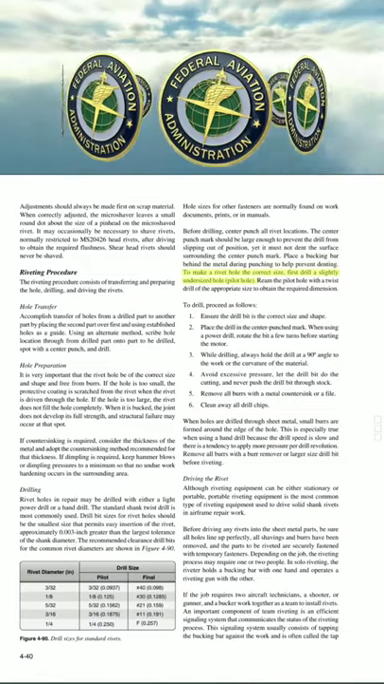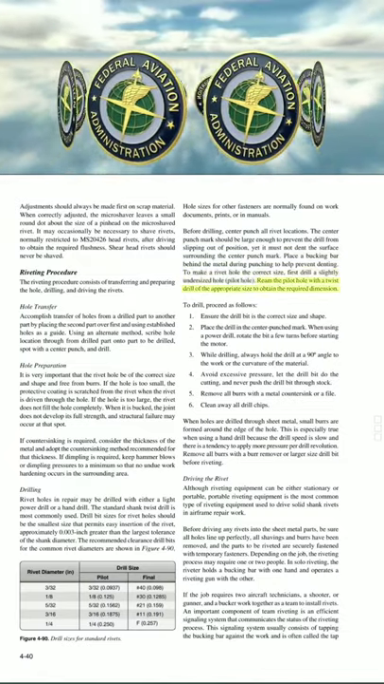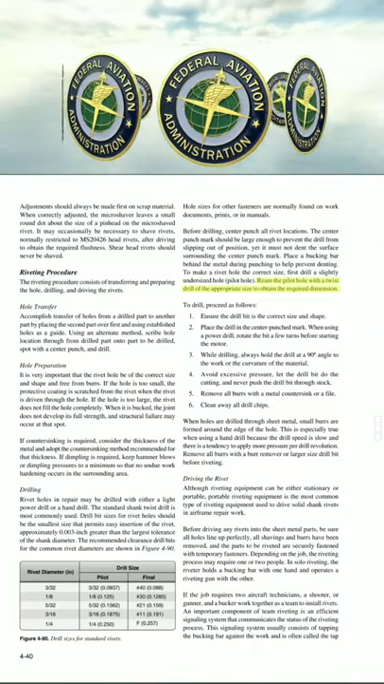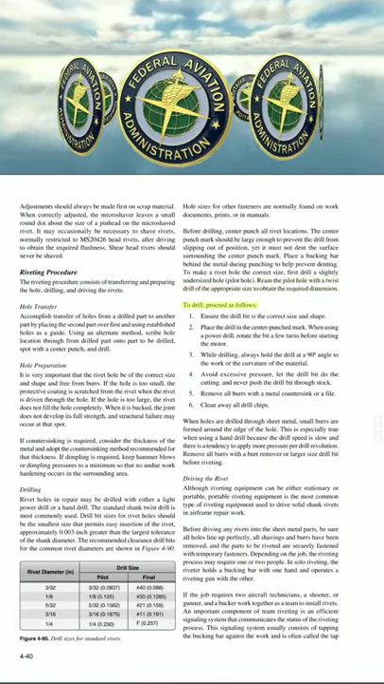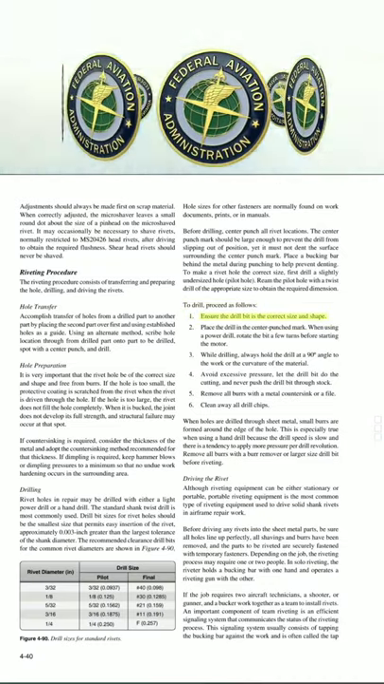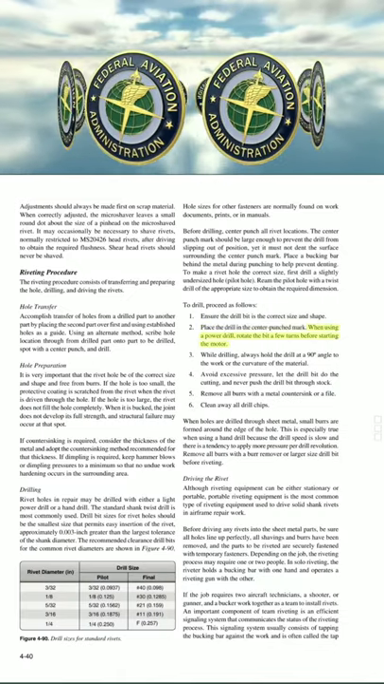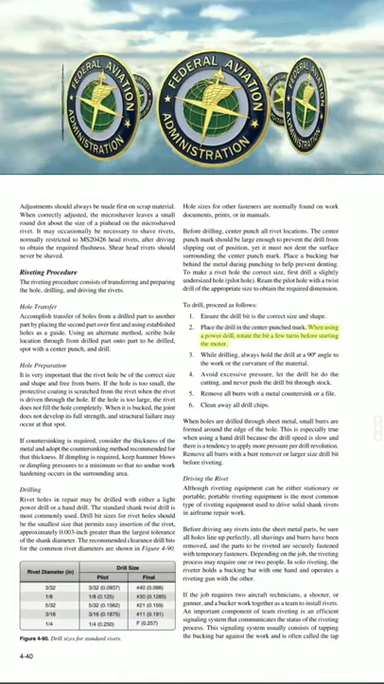To make a rivet hole the correct size, first drill a slightly undersized hole, the pilot hole. Ream the pilot hole with a twist drill of the appropriate size to obtain the required dimension. To drill, proceed as follows. 1. Ensure the drill bit is the correct size and shape. 2. Place the drill in the center punch mark. When using a power drill, rotate the bit a few turns before starting the motor.